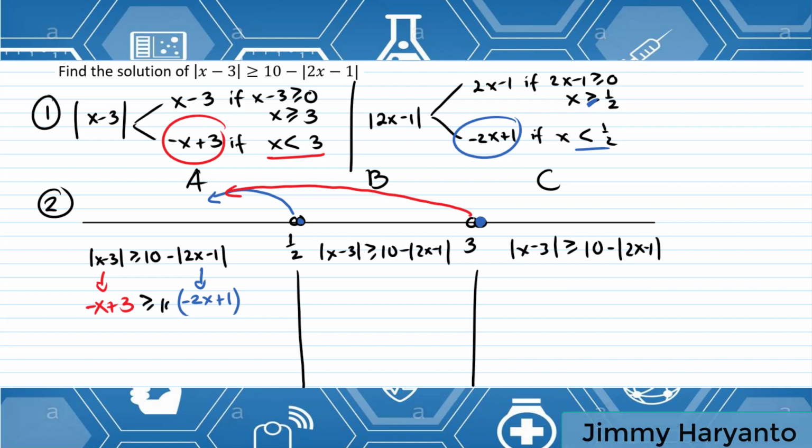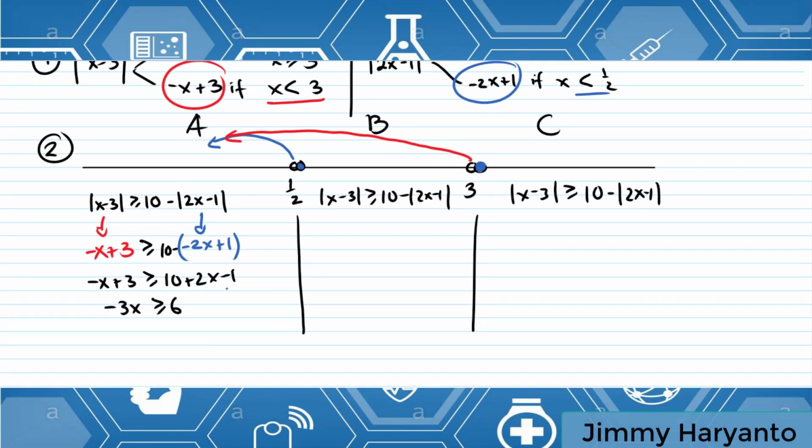Negative x plus 3 greater than or equal to 10 minus this. Okay, and then solve it. Negative x plus 3 greater than or equal to 10 plus 2x minus 1. Move it, negative 3x. Move it, 7 minus 1, 6. So I will get x less than or equal to negative 2. This is for room A.